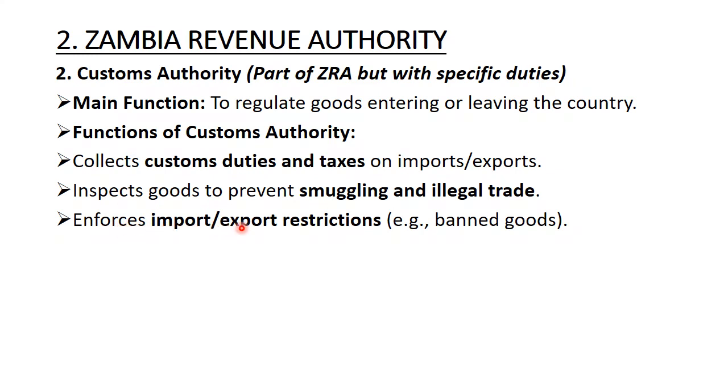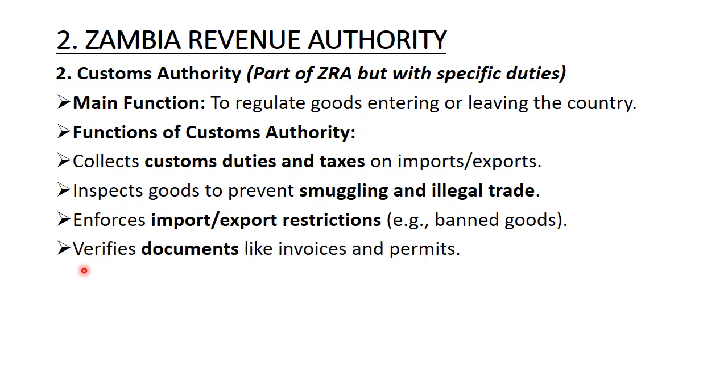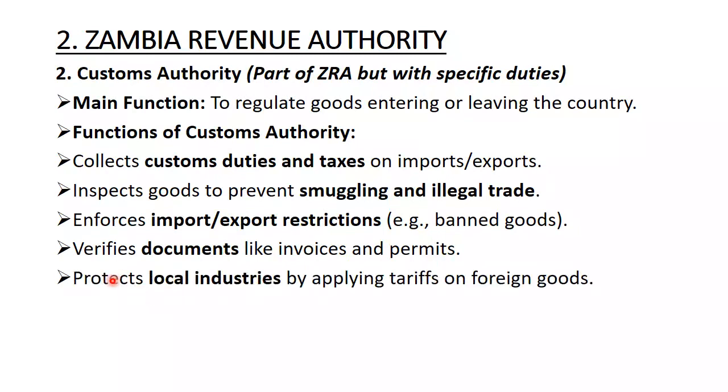It also enforces import or export restrictions, meaning that banned goods that are not supposed to enter or leave the country, such as ivory, they make sure they deal with anyone who would try to import or export such kind of goods. They also verify documents like invoices and permits. They protect local industries by applying tariffs on foreign trade.